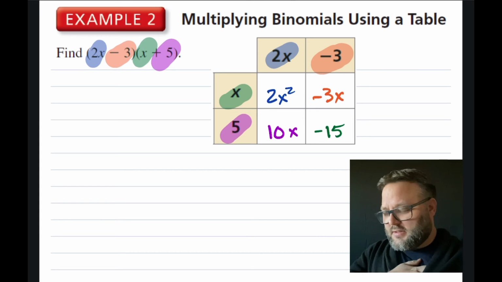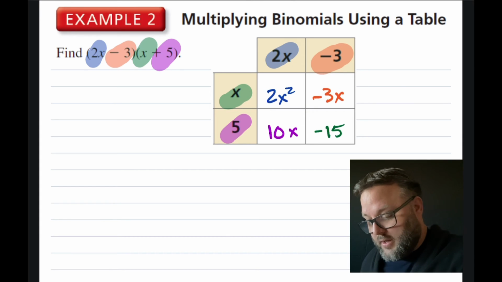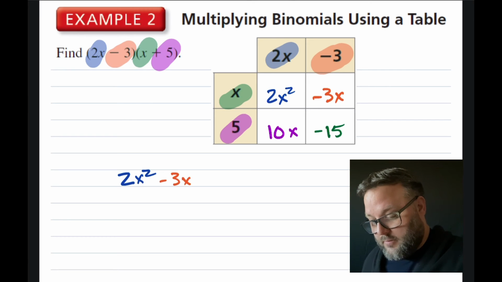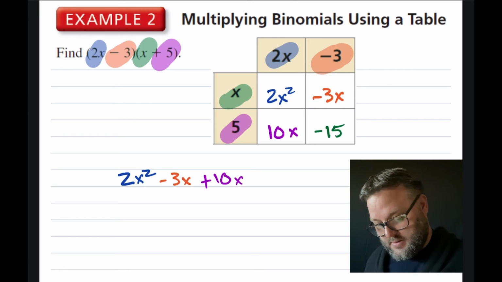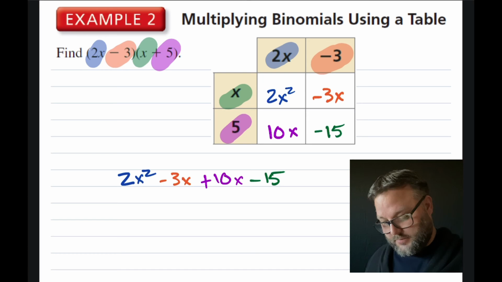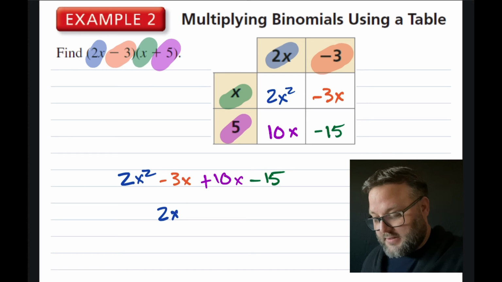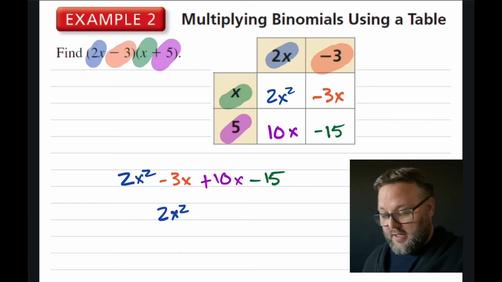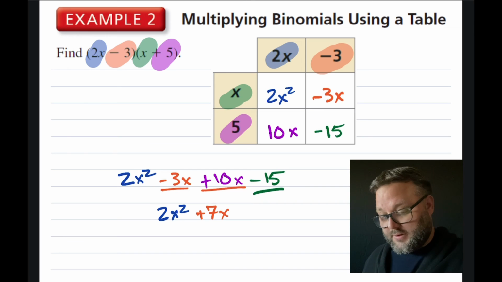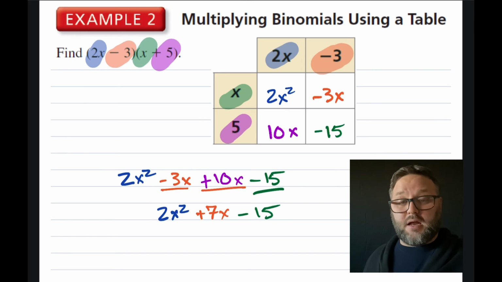Now, I could rewrite this. Let me go ahead and do that real quick. I could come out here and write this just as 2x squared minus 3x plus 10x minus 15. Now, combine all my like terms. There's no other x squared, so that stays the same. I have a -3x and a positive 10x. That's going to make a positive 7x. And then there's no other constant term, so that just stays by itself, and I'd be done.